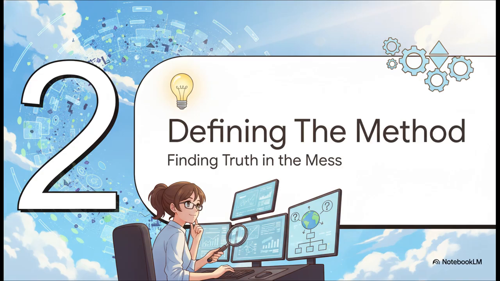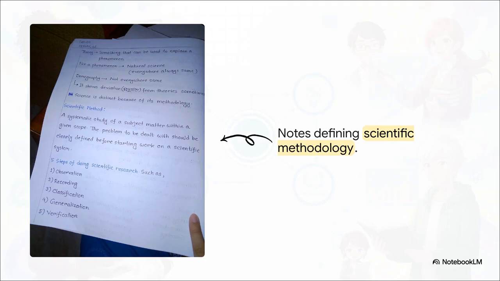Which brings us to section 2, defining the scientific method. Finding truth in the mess. Since fields like demography are so prone to this deviation and error, we clearly need a really rigorous system to manage all that messiness. Looking closely at our source notes, these are from Lecture 4, dated May 17, 26. There's this incredibly powerful statement just hidden in the handwriting. It says, "Science is distinct because of its methodology."